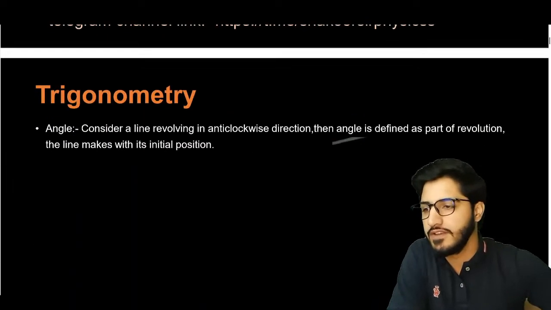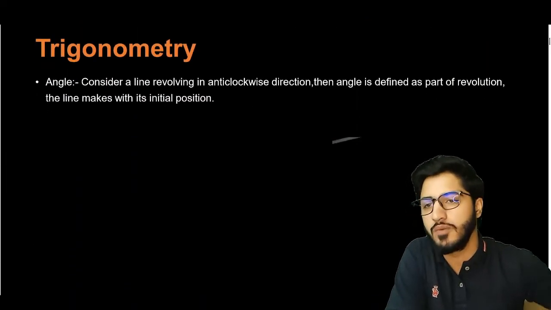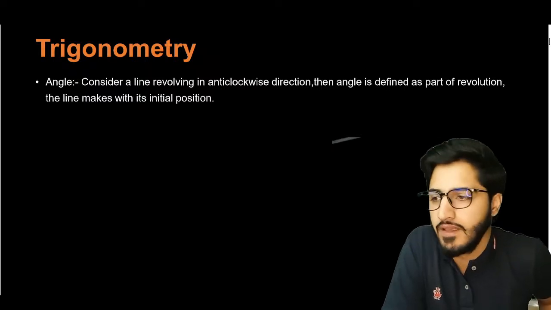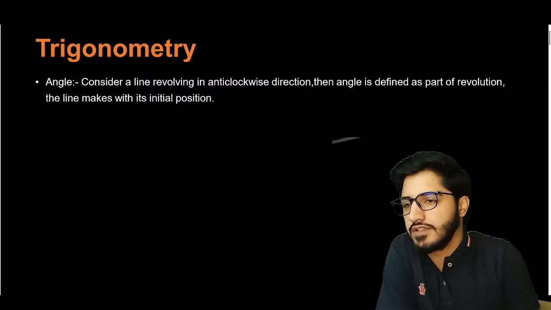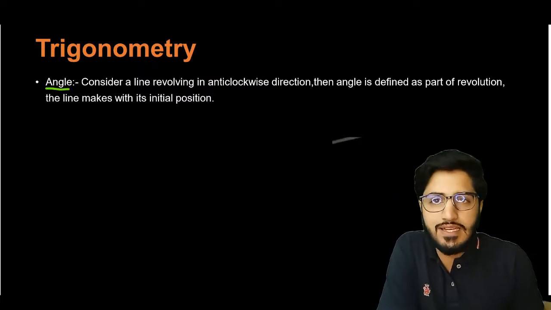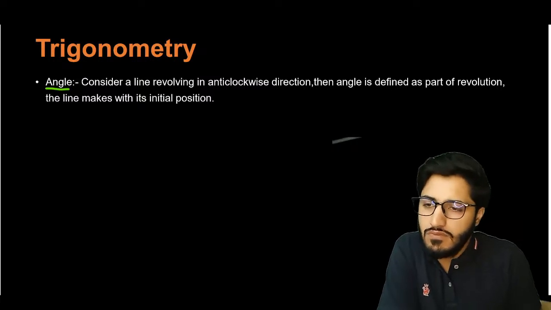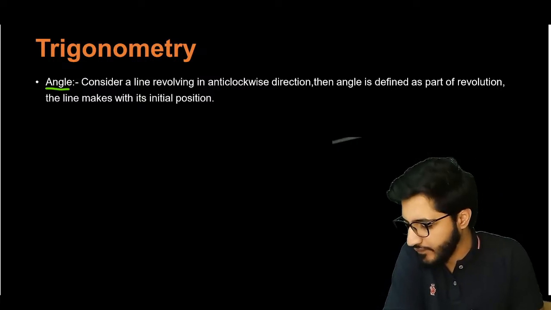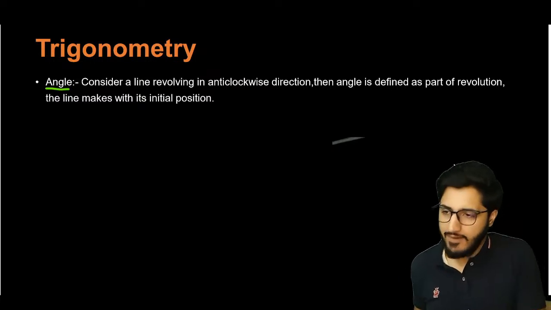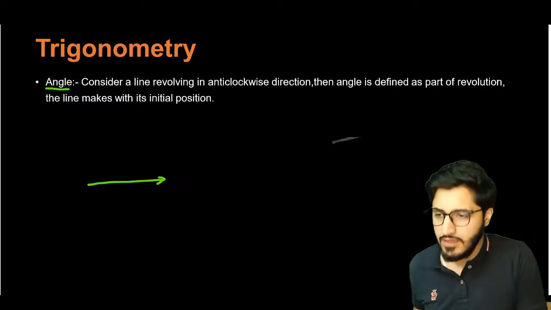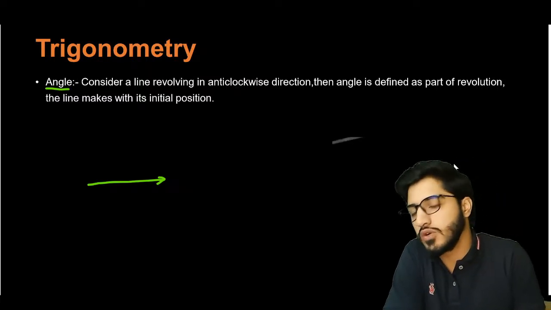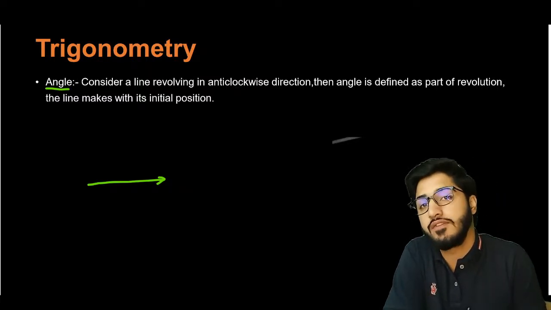So let's start with the very first thing of this unit, that is trigonometry. And in trigonometry, we are going to discuss the first thing, and that is angle. What is basically an angle, right? So let us suppose we are having a line like this, okay, and let us rotate this line. We are dealing with 2D only.